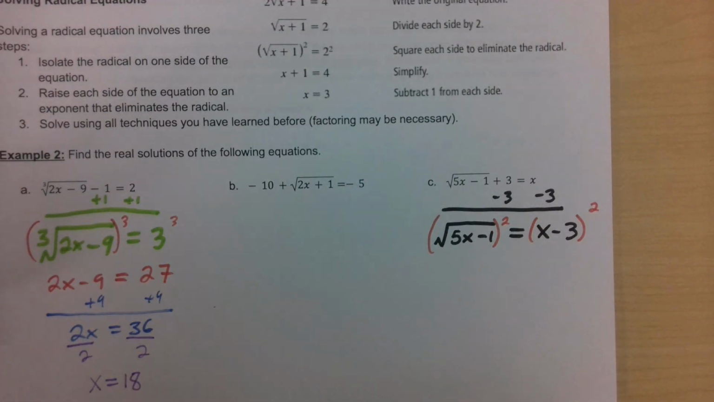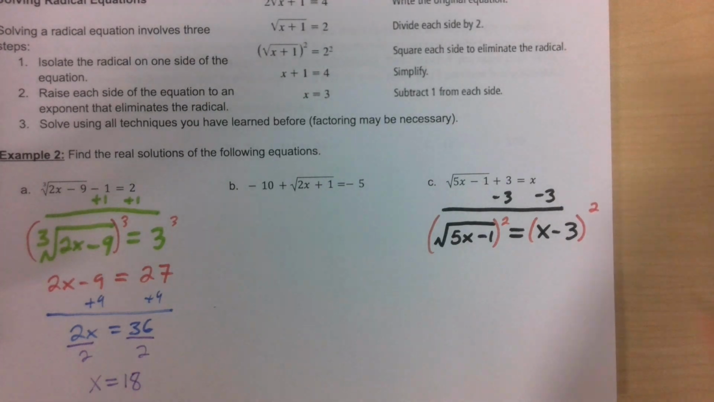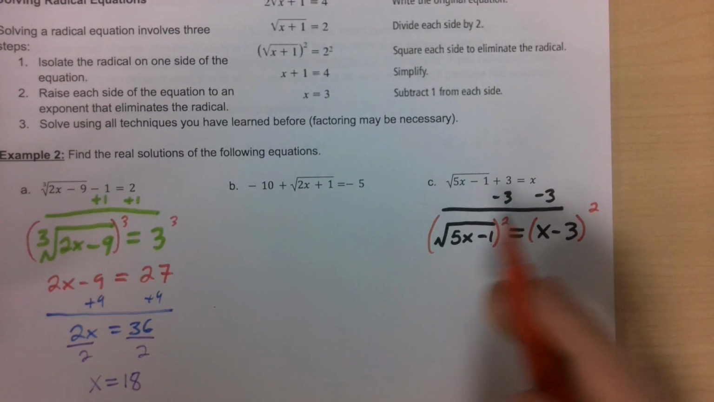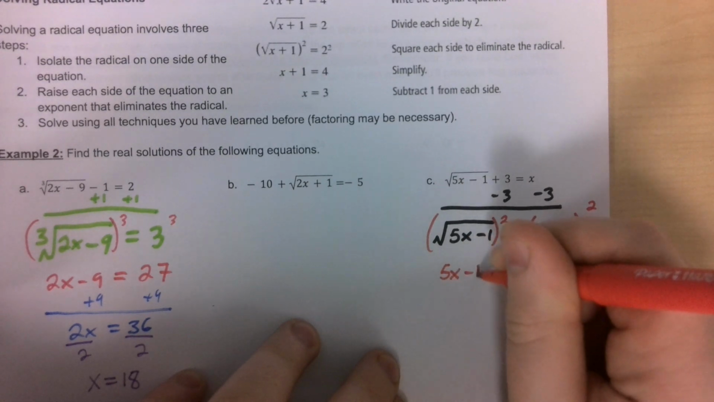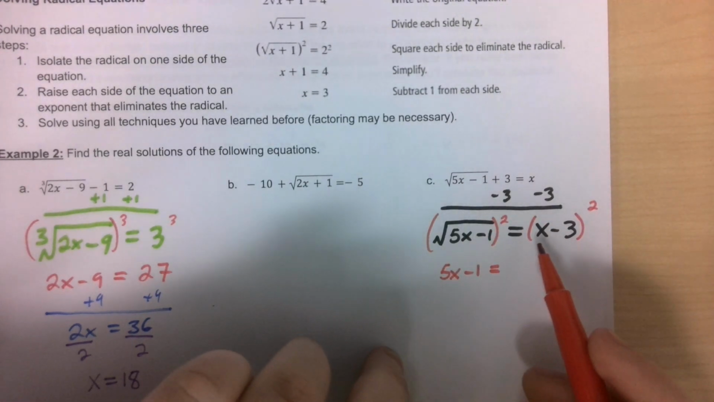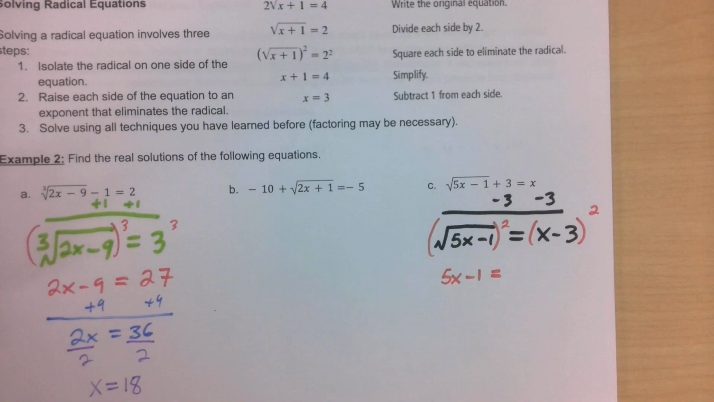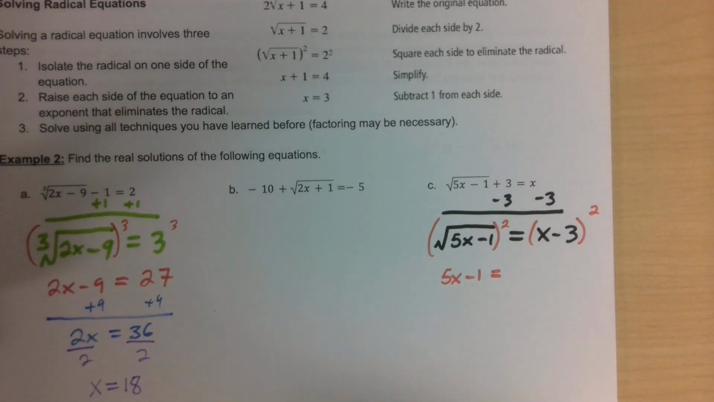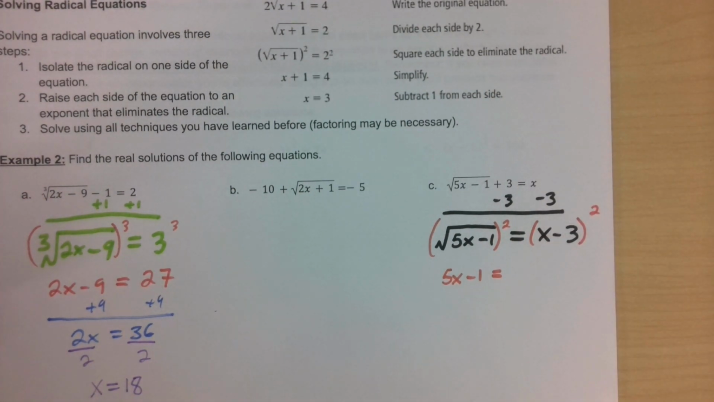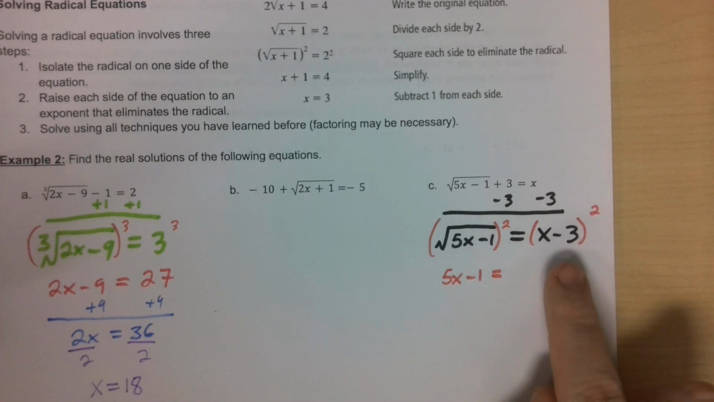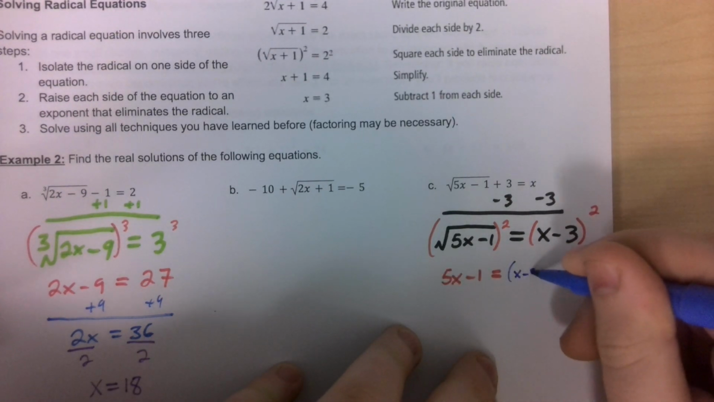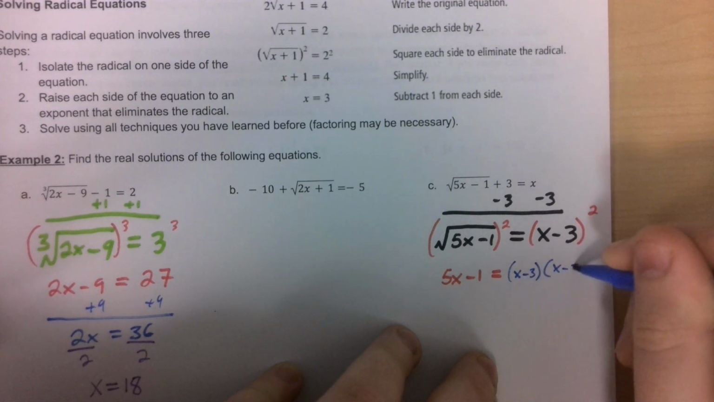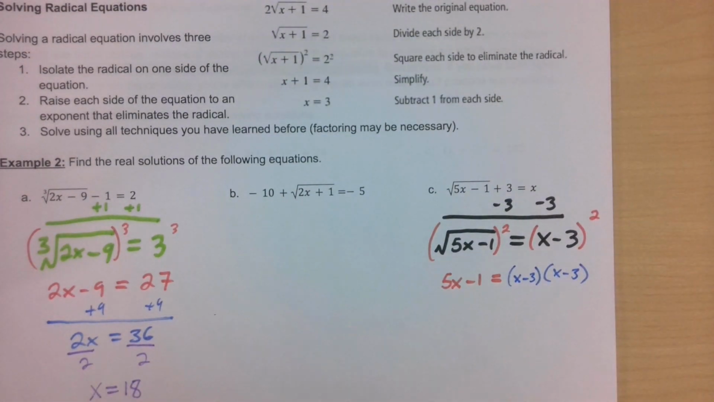This is where a lot of folks will make a mistake. First off, the square of the square root of 5x minus 1 is just 5x minus 1. But x minus 3 squared is not the same as x squared minus 3 squared. No, this is a binomial. We can almost write it like x minus 3 times x minus 3, right? Because it's x minus 3 squared.